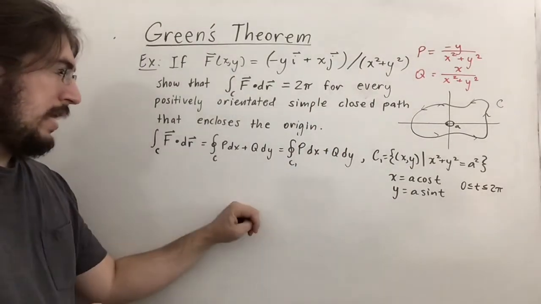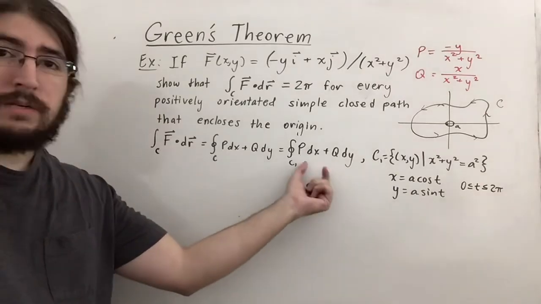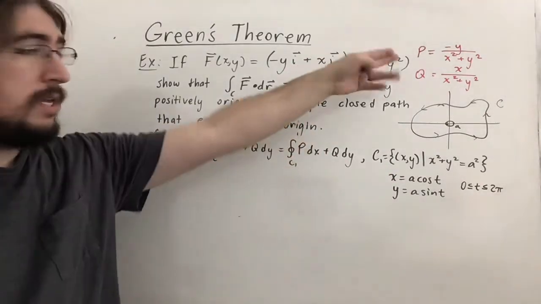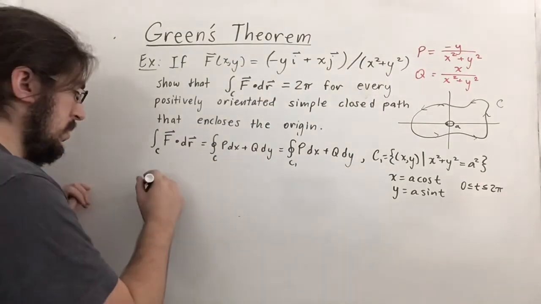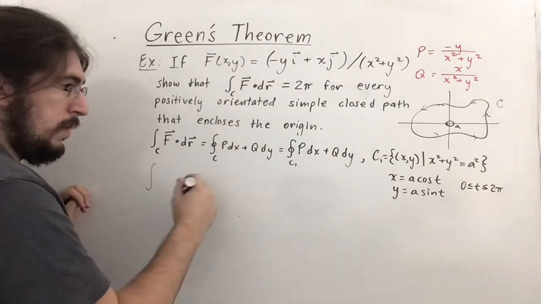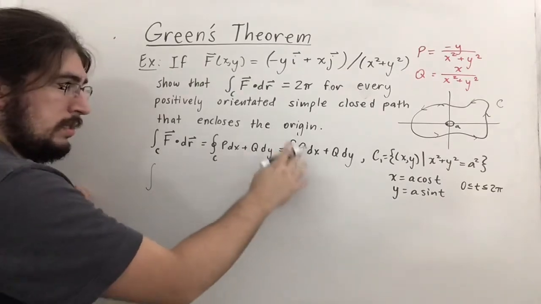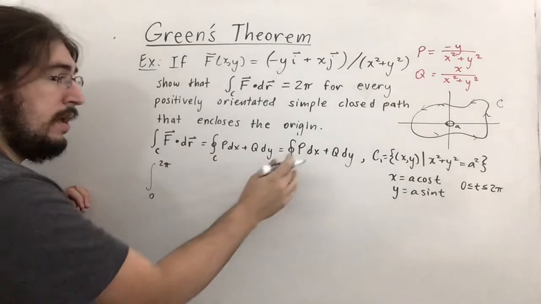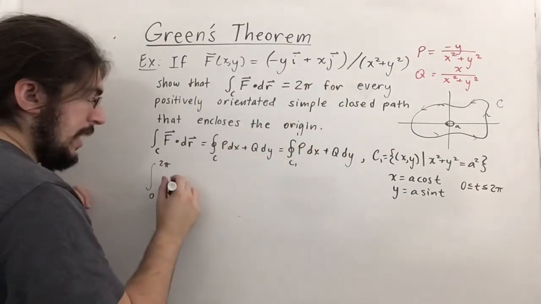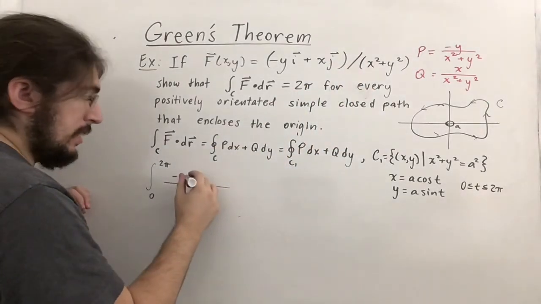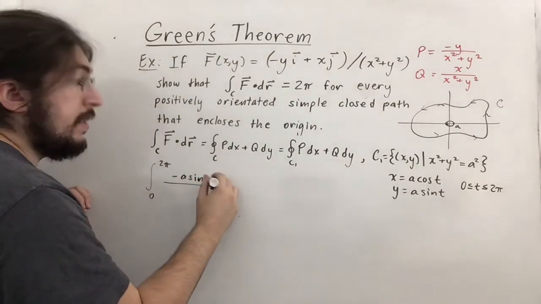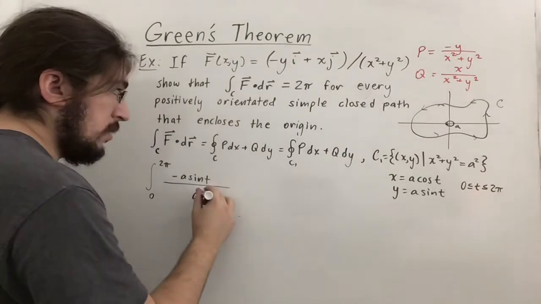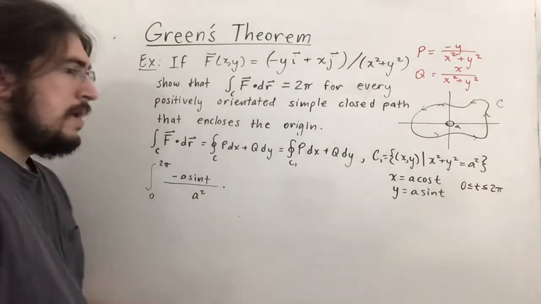Okay, so now let's see if we can do it. We want to evaluate this where P and Q are given to be those. Let's do it. So we know that now, since it's parameterized, this line integral is the integral from t equals 0 to t equals 2 pi of P dx. P is that guy, negative y, that's going to be negative a sine of t. Notice x squared plus y squared is just a squared, so that's going to be over a squared. That's nice. But then we need dx.